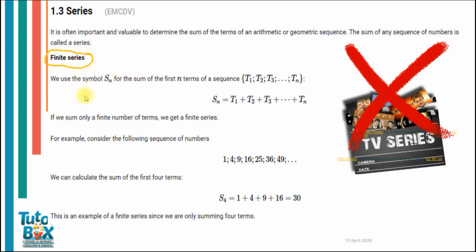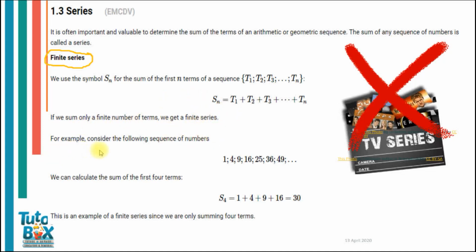So we use the symbol Sn for the sum of the first n terms of a sequence, right? So our sequence is T1, T2, T3, T4. So Sn, which is the sum, will be equal to T1 plus T2 plus T3 plus everything there plus Tn. So series, we're summing, guys. If we sum only a finite number of terms, we get a finite series.